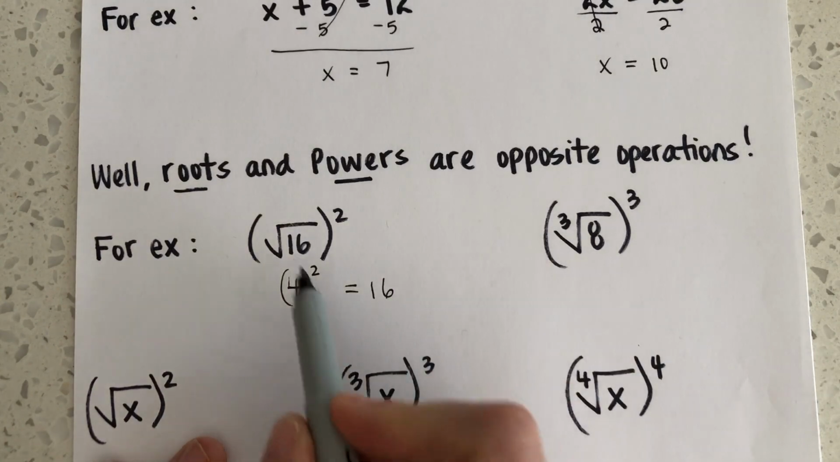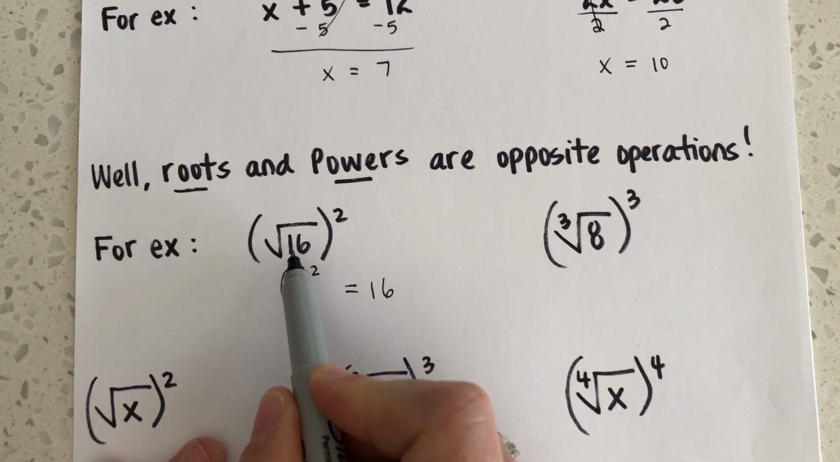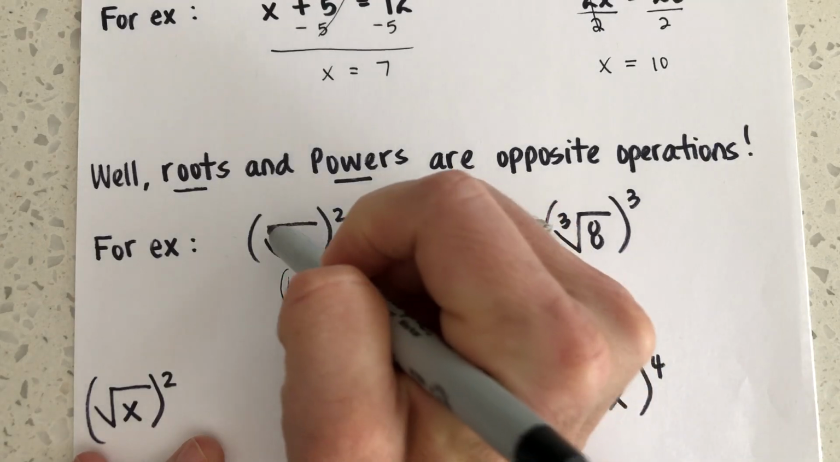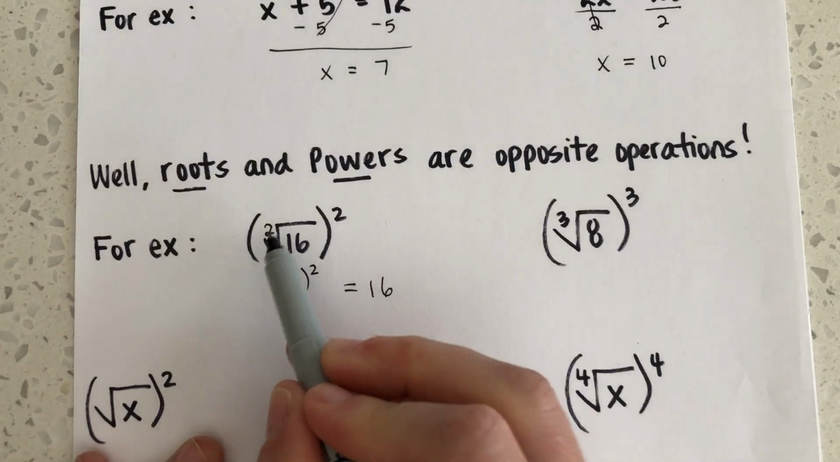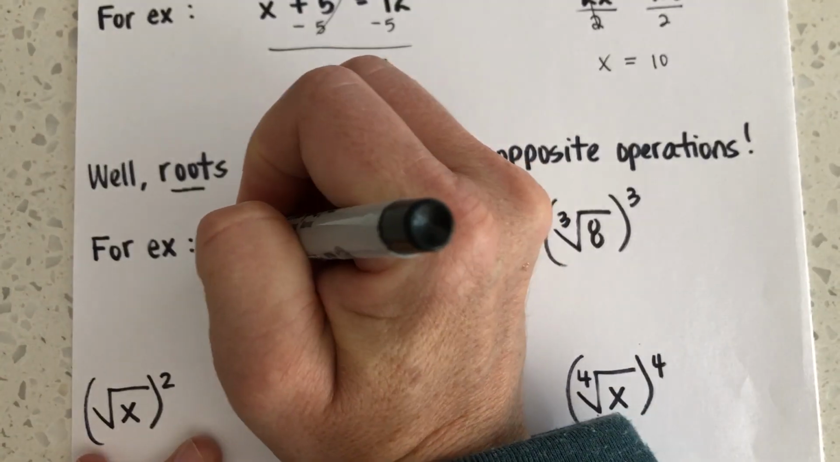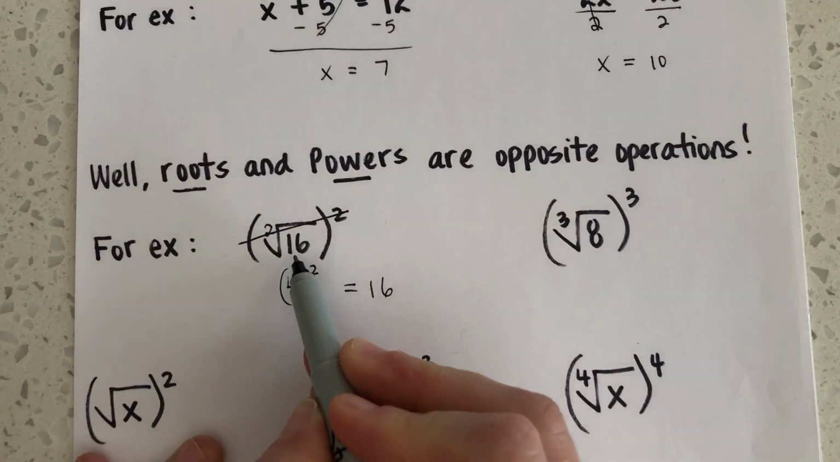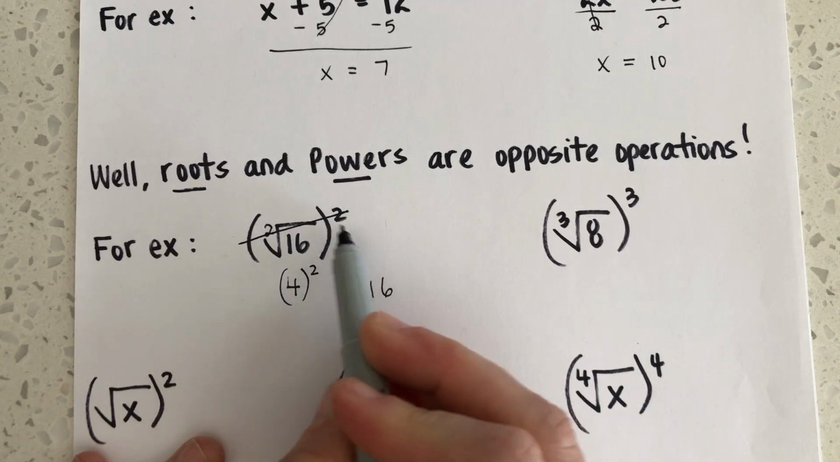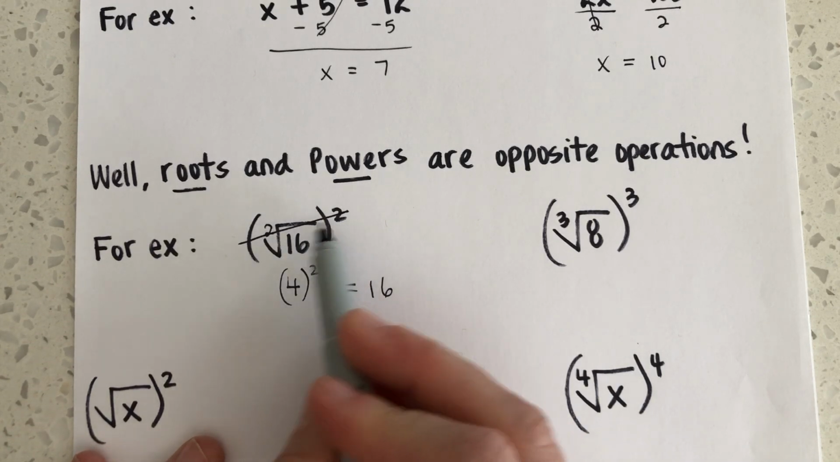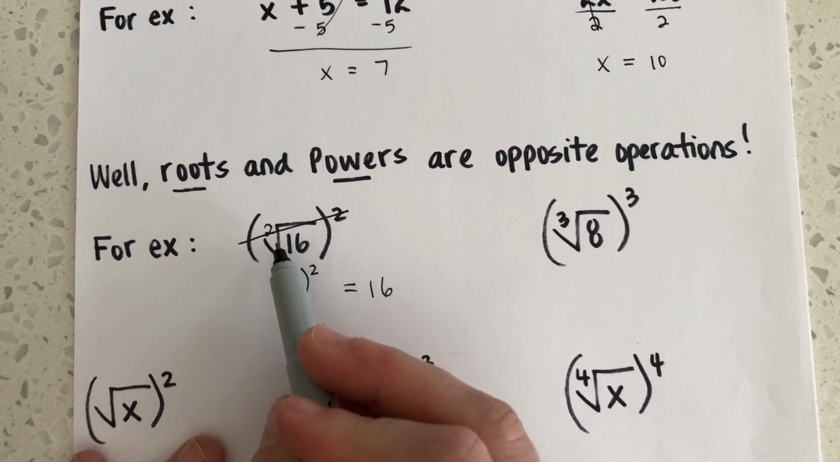I'm left with the exact same number that was under this radical, because guess what was actually happening? When you take the square root of something and square it, those are actually canceling each other out and you're just left with the number underneath anyway, because that's what roots and powers do. If the root and power are the same, they're going to cancel each other out.